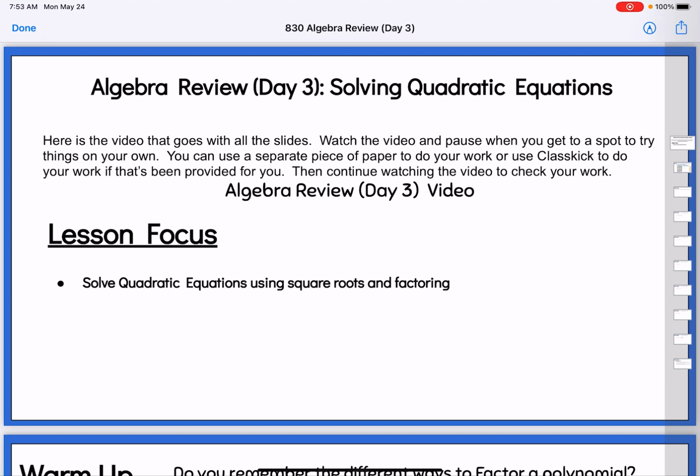All right, our third day of algebra review is going to be about quadratic equations and how we solve those using square roots and factoring and all of that good stuff. This is something that you'll definitely see a little bit at the beginning of the year and then again a lot at the end of the year. So we really need to remember how to solve these quadratic equations.